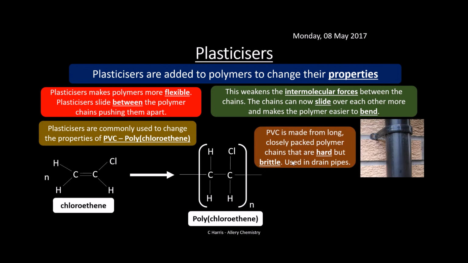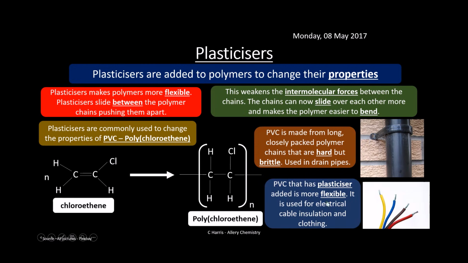Now PVC is made from long, closely packed polymer chains like this. They're hard but brittle, and like I say, they're used in drain pipes, so that's pretty useful. But if you have a plasticizer, same polymer, exactly the same polymer, we haven't changed the polymer. All we've done is added a plasticizer, which pushes the chains further apart and makes it more flexible, and this is ideal for things like clothing or electrical wiring.